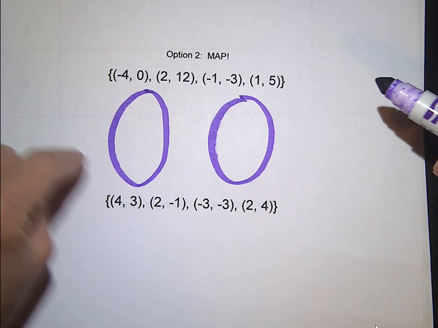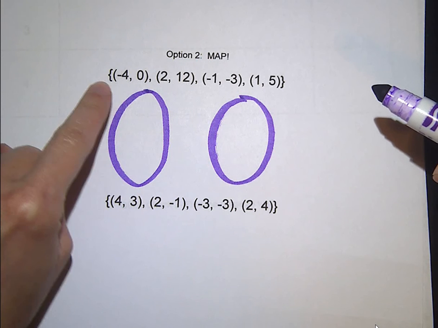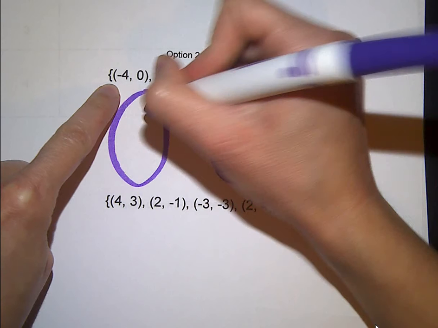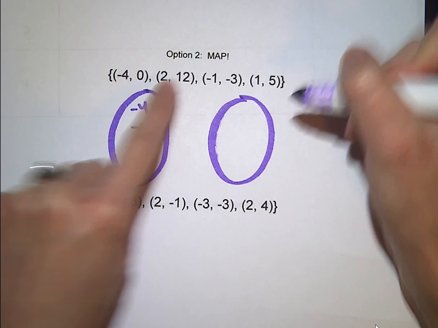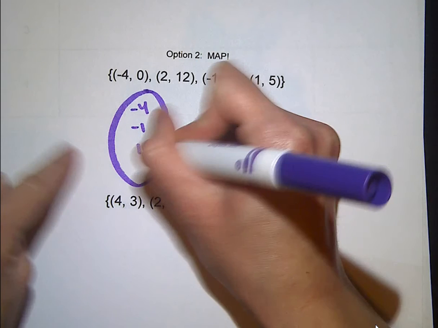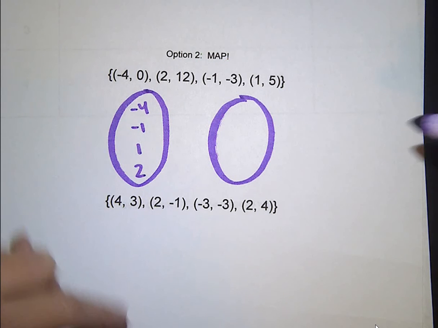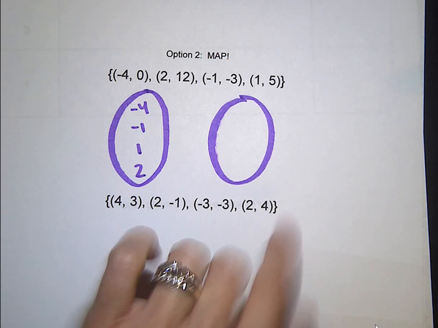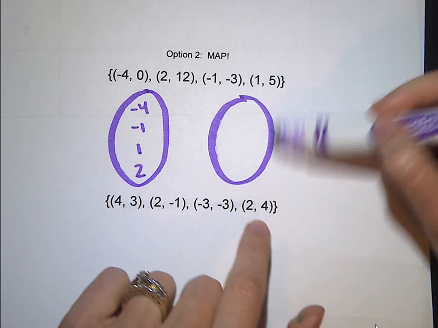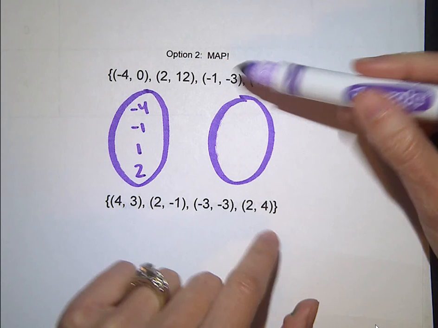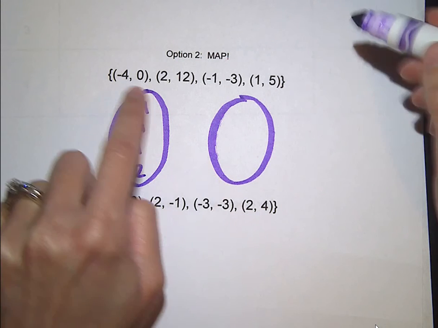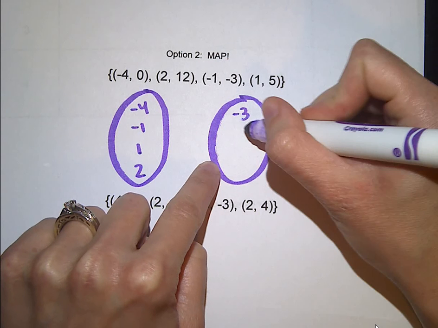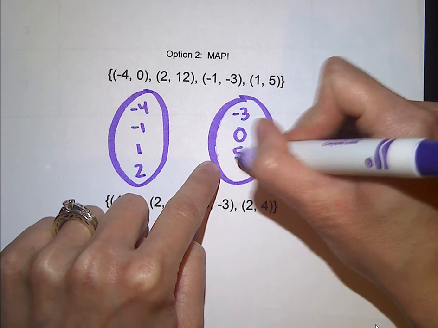So domain is going to go in this first one, my x value. So my smallest domain is -4. And then I've got -1, which was right here. I've got 1, and I've got 2. Those are all my x values, all of my domain or input. Okay, so I'm going to go to my y now, which is my output or range. So I'm going to go ahead and put in here smallest number first, so -3, 0, 5, and 12.